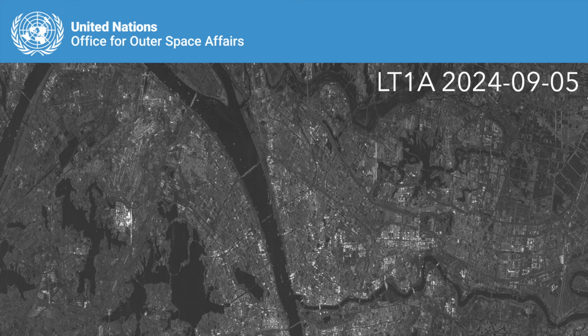This is a Wuhan 1 image of Wuhan from 2024, which shows you a bit the level of quality and details that we can reach with this type of data.